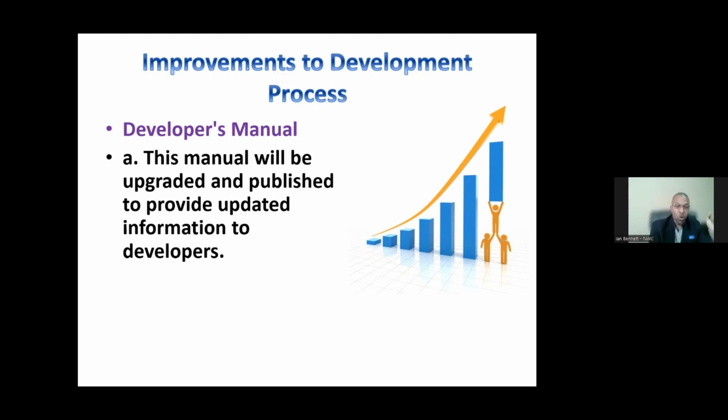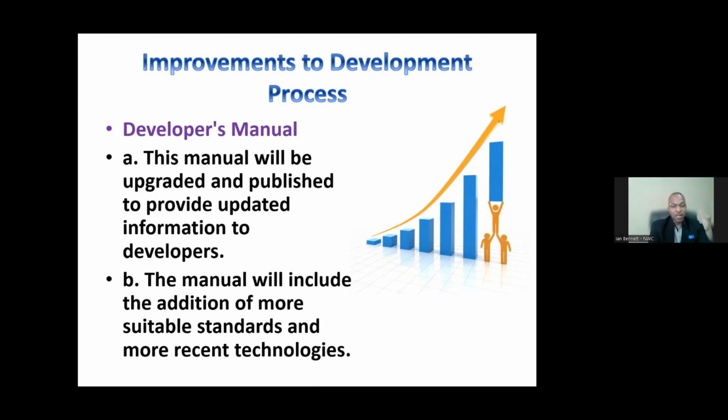So we really do hope that we can get it out so that you can have a copy to reference when you're doing your development. The manual will include additional and more suitable standards and more recent technologies, especially when it comes to wastewater treatment technologies. What is it that we will accept now as opposed to what we accepted in the past? We want to update those things so that you have them up front.